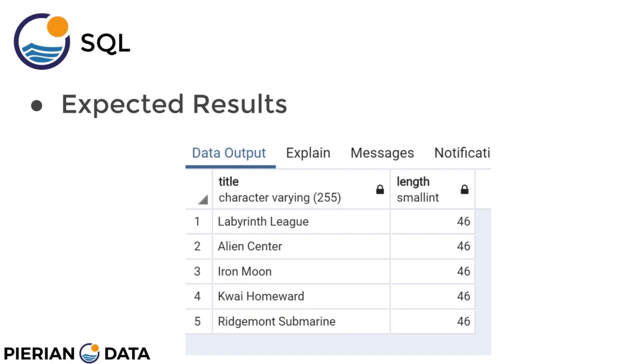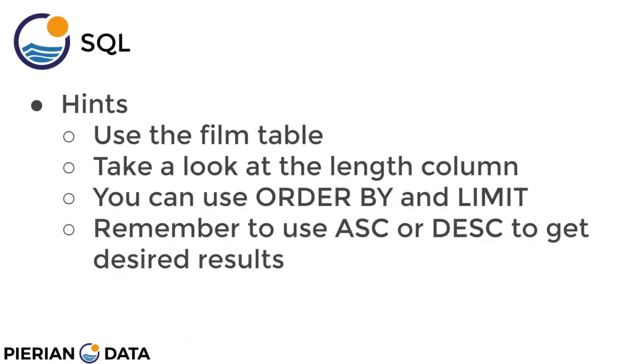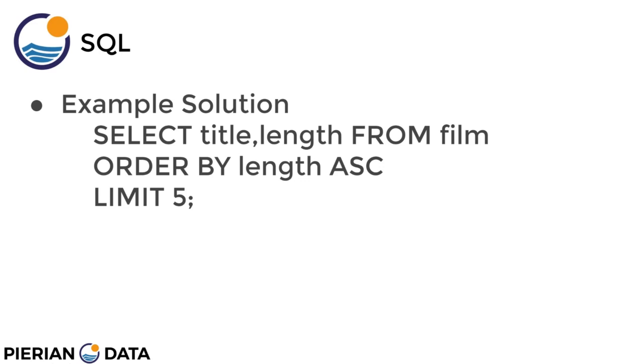Here come some hints. The hint is to use the film table and then take a look at the length column, and you can use order by and limit, and remember you can use ascending or descending to get desired results. Here comes the solution. The solution is to select title and length, or just the title, since the question didn't really ask for the length of the films, from film and then order by length, ascending, limit 5.